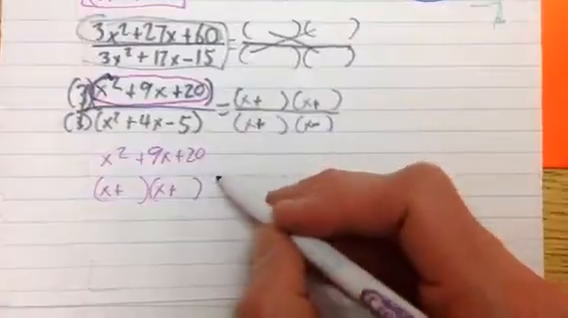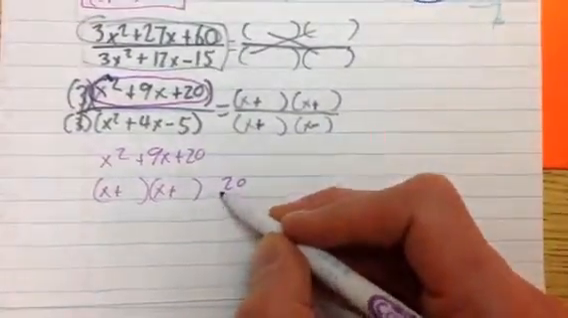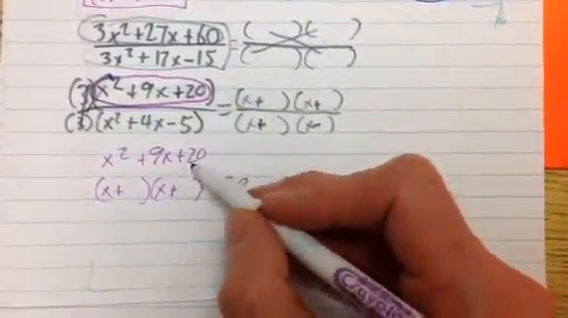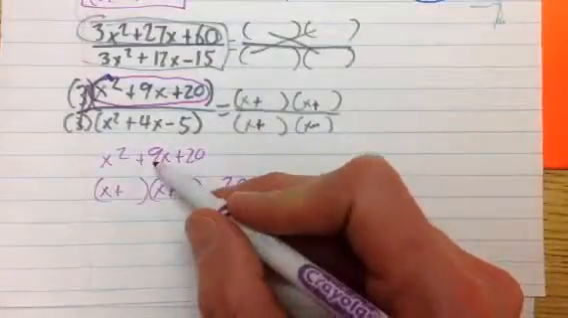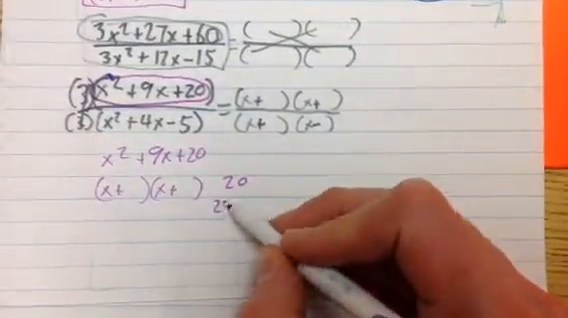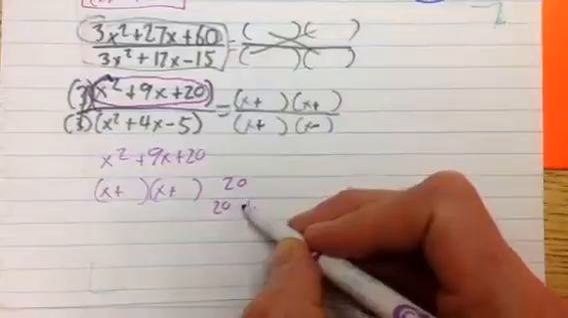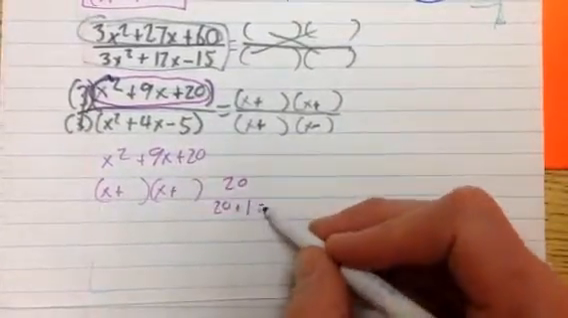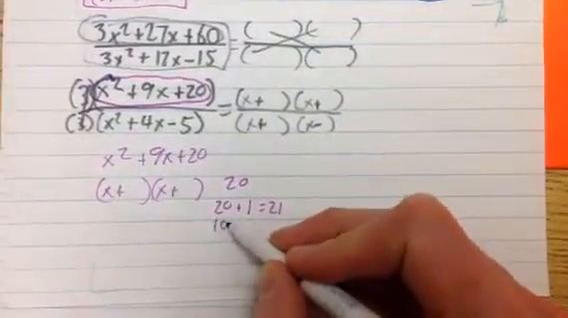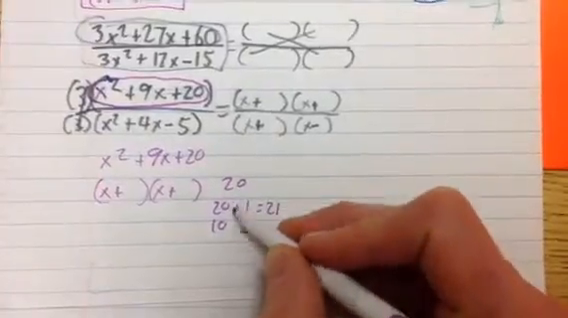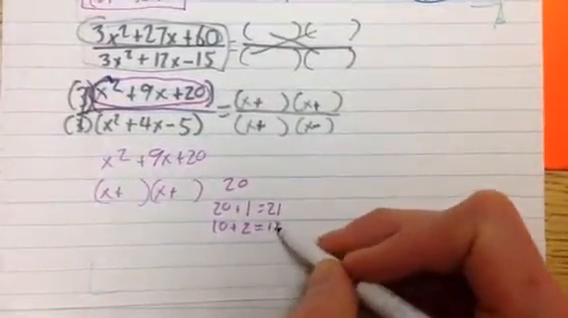Okay, what times what is 20? So we're asking, what are the factors? What times what is 20, such that also what plus what gets you to 9? Well, we have 20 times 1, but 20 plus 1 equals 21. And then we have 10 times 2 gets you to 20, but 10 plus 2 equals 12. Again, we're getting closer.